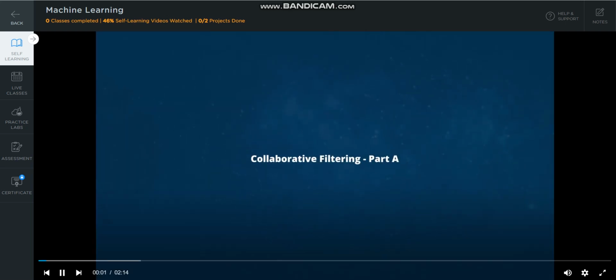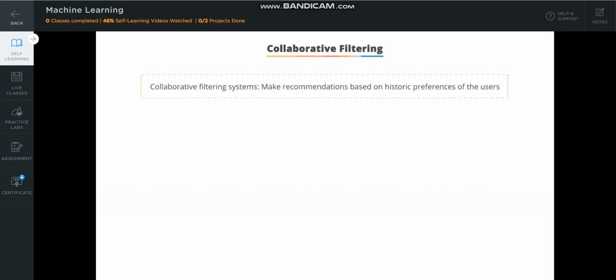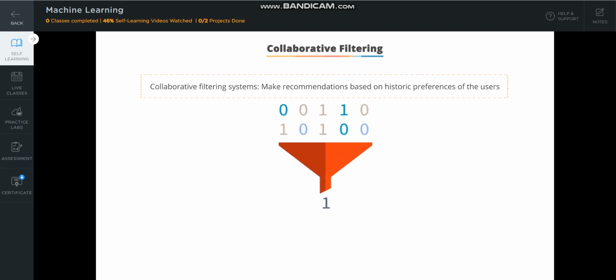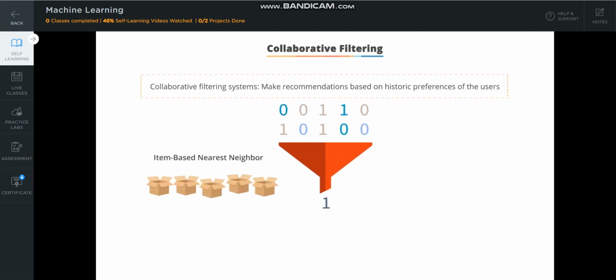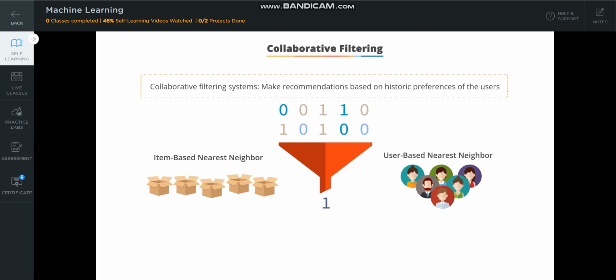Collaborative filtering, Part A. Collaborative filtering systems make recommendations based on historic preference of the user, such as items clicked, watched, purchased, liked, rated, etc. A user-item matrix can be used to present these preferences. It uses filters either based on item-based nearest neighbor or user-based nearest neighbor.